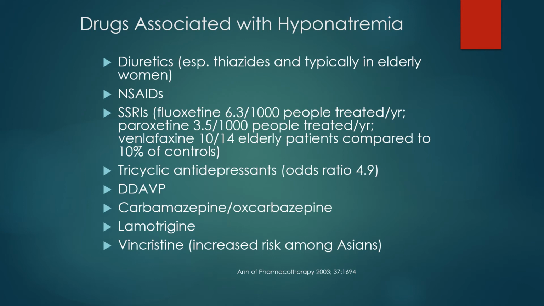The risk is greatest in elderly patients and tends to resolve days to weeks after stopping the drug. How antidepressants lead to hyponatremia is unclear, but patients will often meet the criteria for SIADH. DDAVP, of course, and certain antiepileptics like carbamazepine and lamotrigine can also lead to hyponatremia. The chemotherapeutic agent vincristine has also been associated with hyponatremia with a greater risk among Asians.